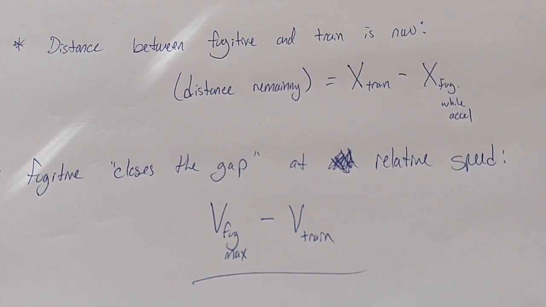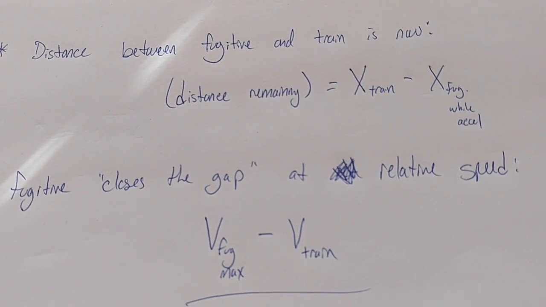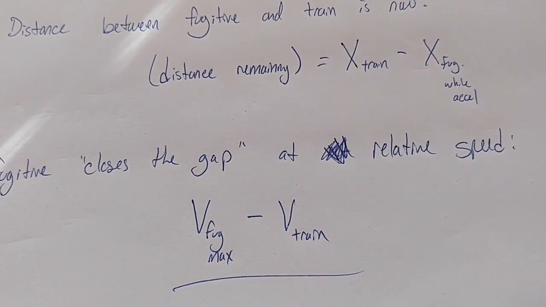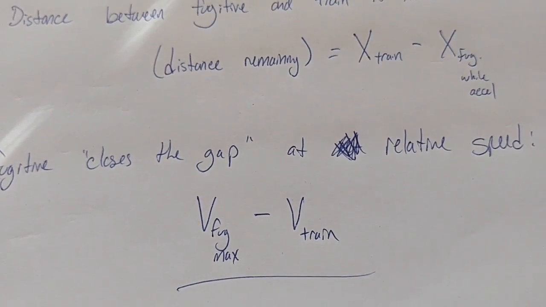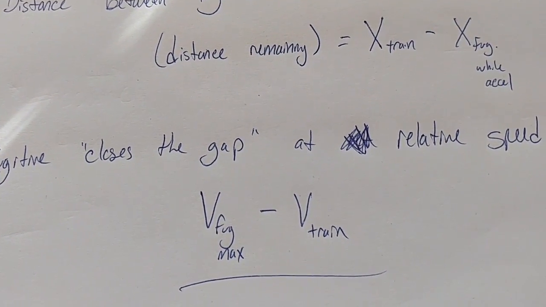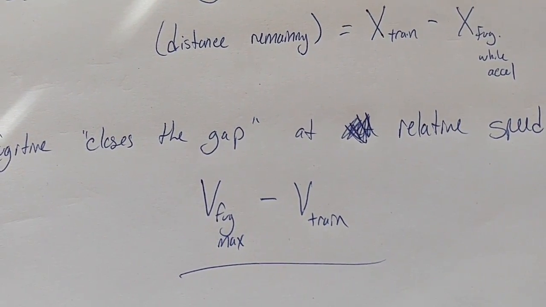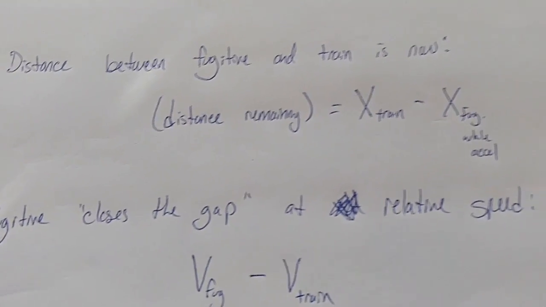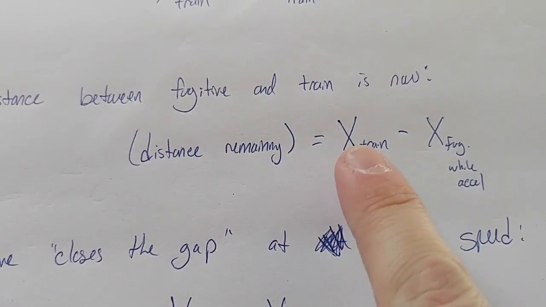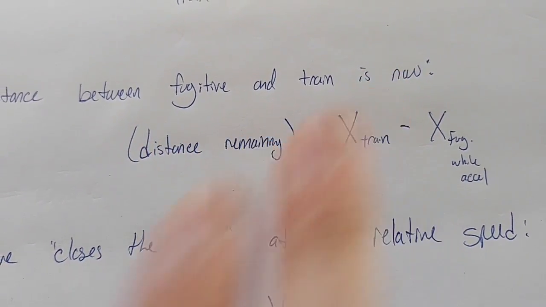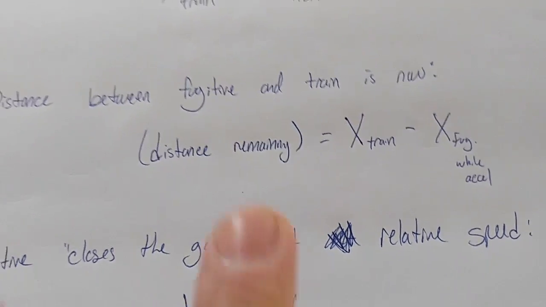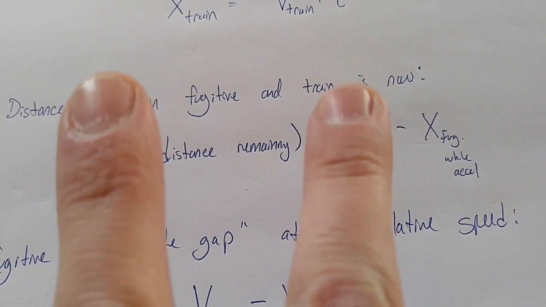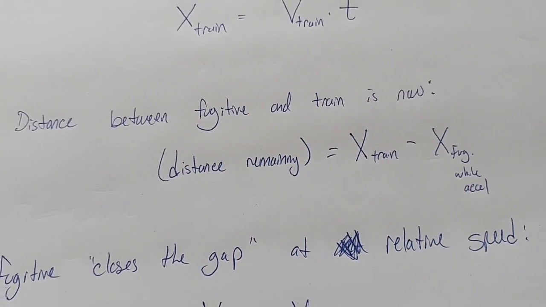Now the fugitive is going to close the gap at that relative speed. So what do I mean by that? That means if, let's say, the train is moving at 10 meters per second and the fugitive's maximum speed is 12 meters per second, that means the distance that I have remaining is closed at a speed of 2 meters per second. Because if they were both going 10 meters per second, well, the fugitive and the train would never get any closer.